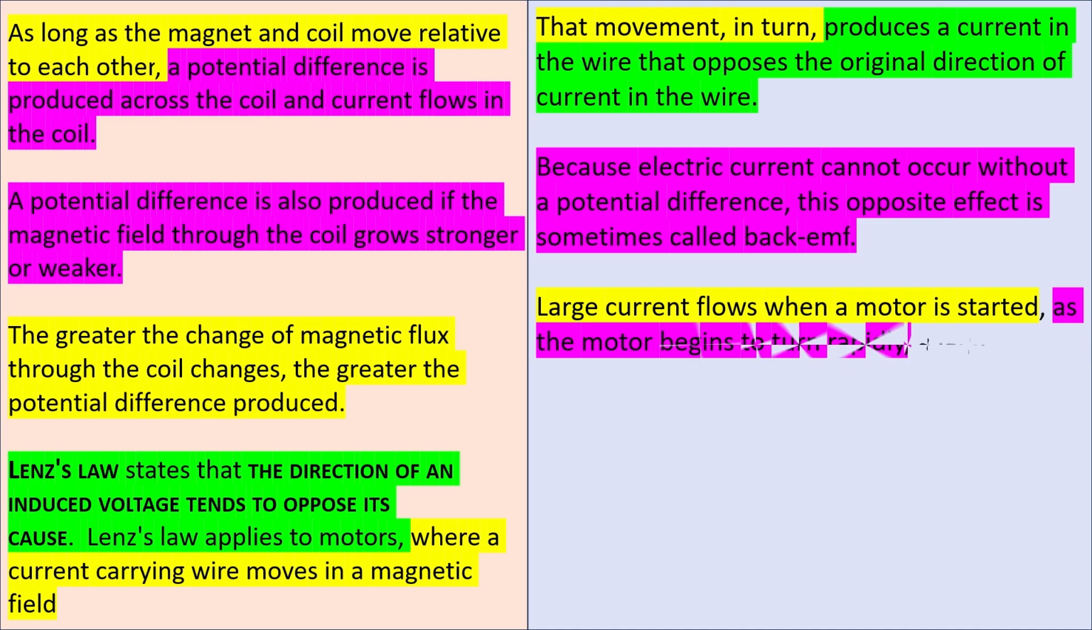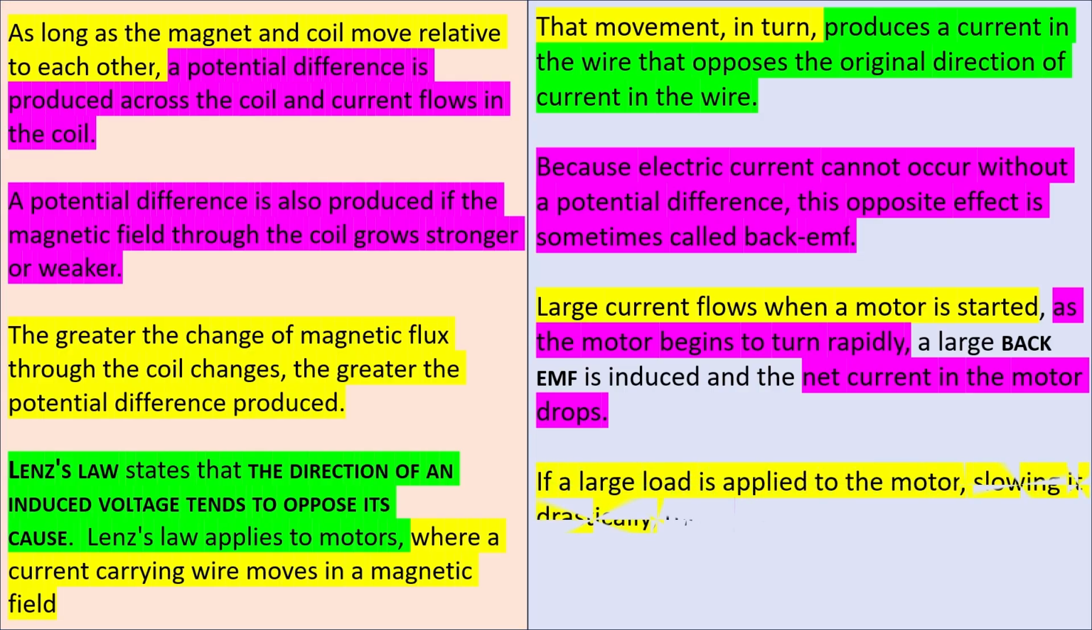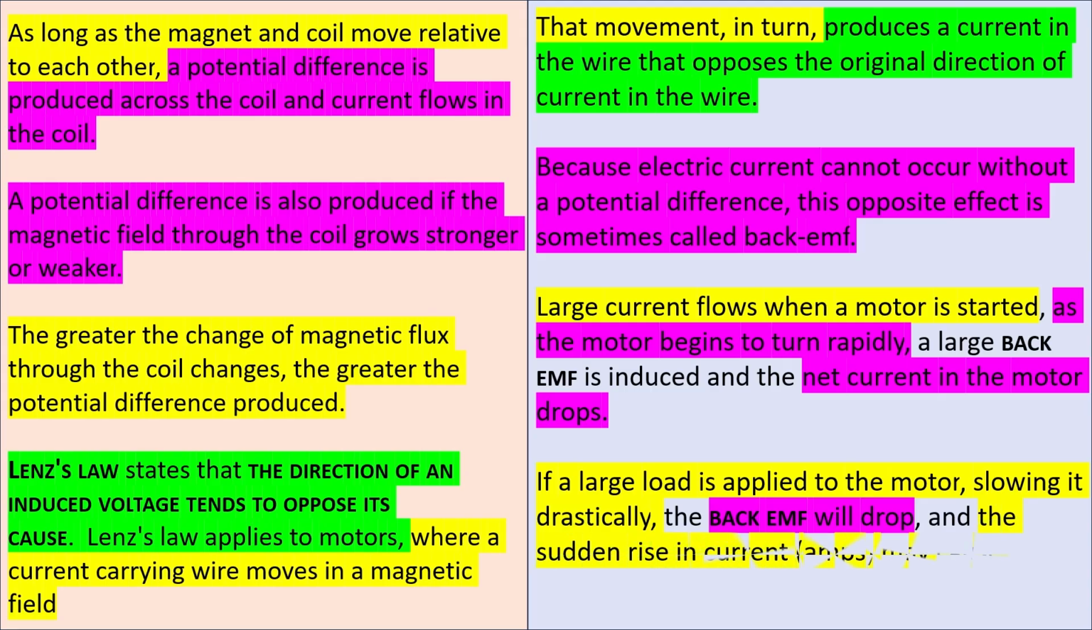Large current flows when a motor is started. As the motor begins to turn rapidly, a large back EMF is induced and the net current in the motor drops. If a large load is applied to the motor, slowing it drastically, the back EMF will drop, and the sudden rise in current amps may cause overheating and burn the motor out.